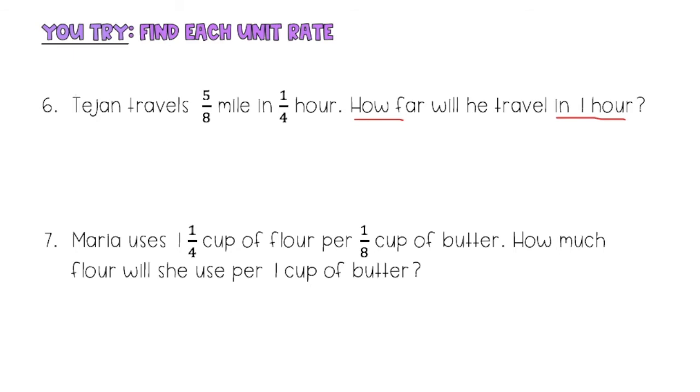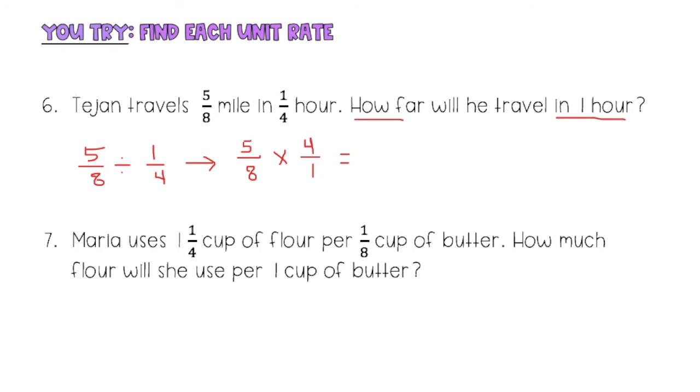So how far, I'm going to write 5 over 8 divided by the amount of time in hours, so 1/4 hour. I do not have any mixed numbers, so I can go right to my next step. I'm going to use keep, change, flip. I'm going to keep 5/8 the same. I'm going to change my sign to multiplication, and I'm going to use the reciprocal which is 4 over 1.